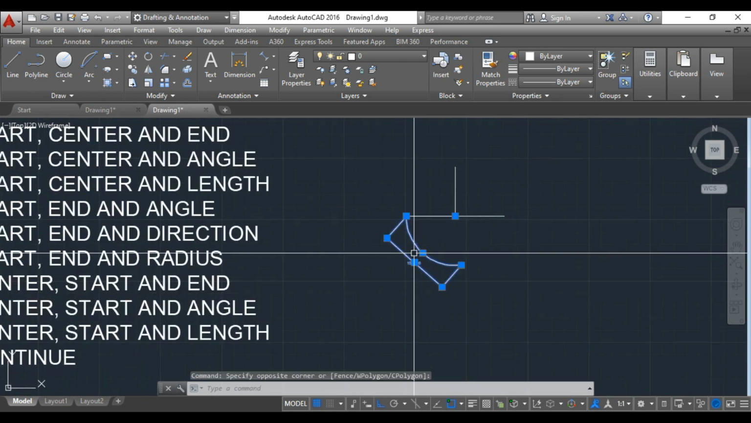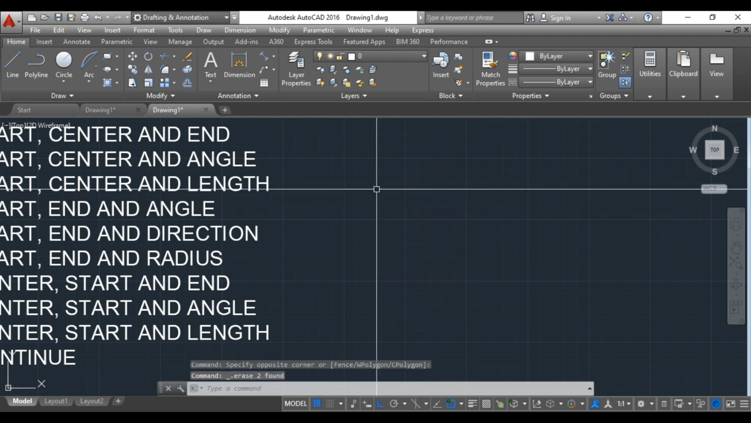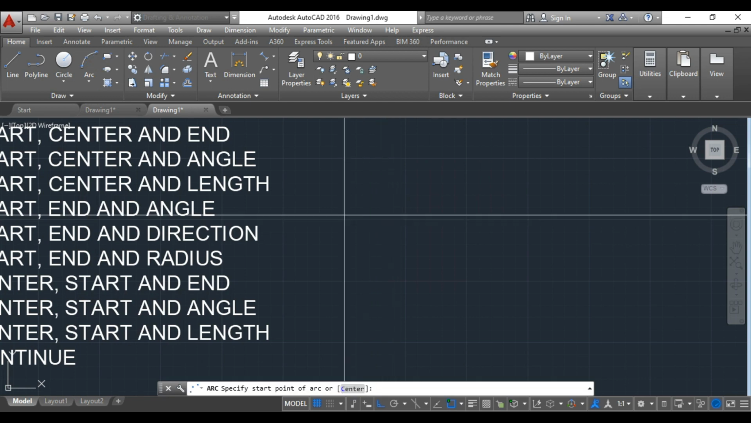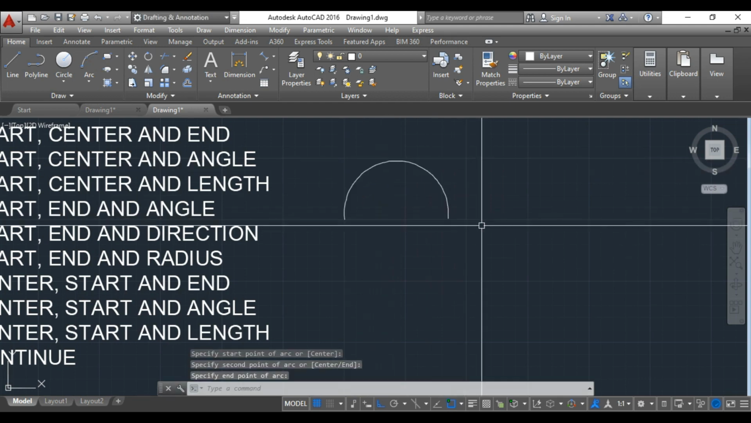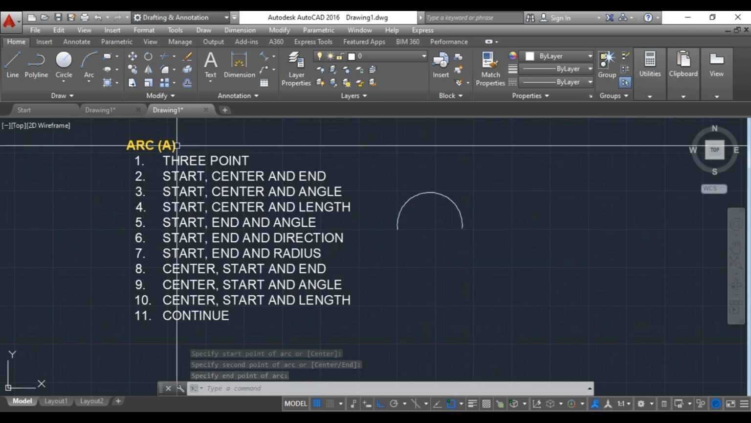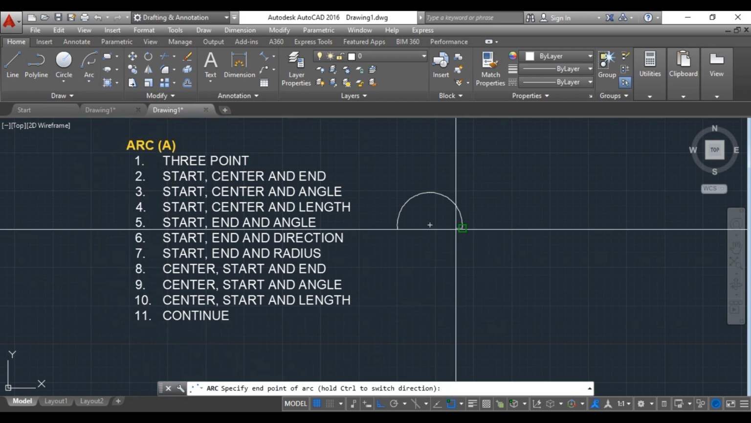Right, the last one is there. For that last one you don't require this one. For the last one you need to already have an arc, then only it is going to work. See here, I was drawing some freehand arc. If I want to continue this arc, when I select continue, it will start at the end point of the previous arc.